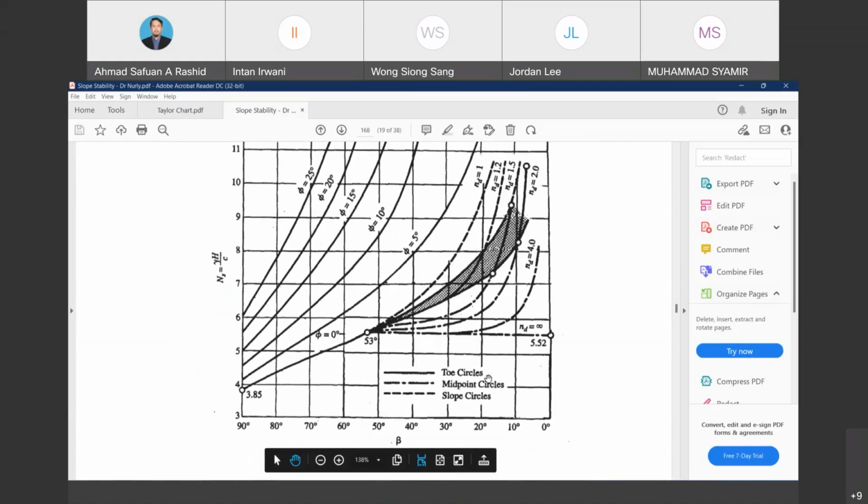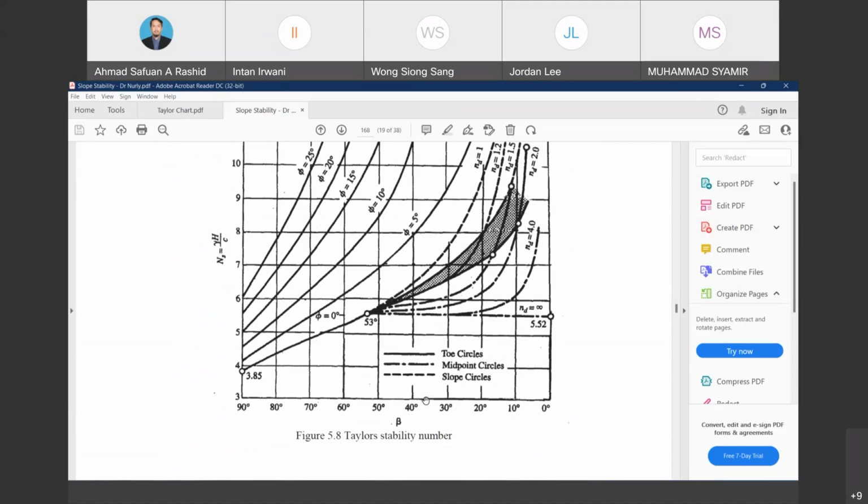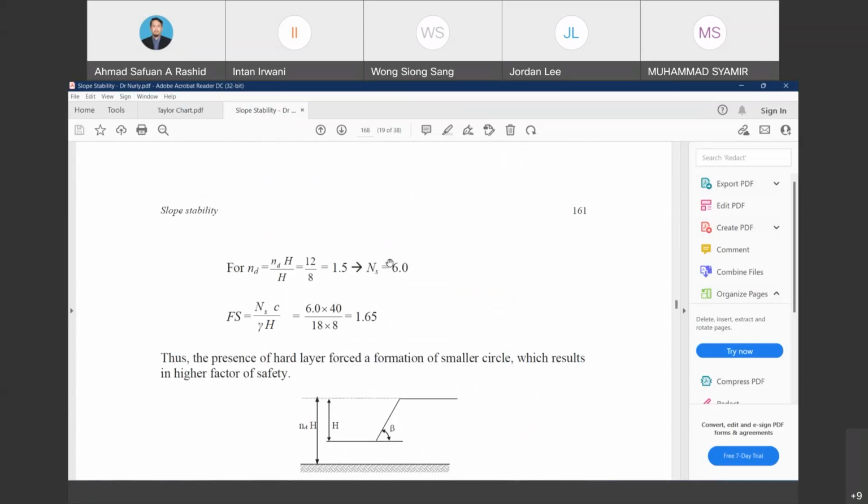So when the value of beta is equal to 35, we draw a straight line until it meets the 1.5 curve here, so it becomes 6. So Ns is equal to 6, then Ns 6 times 4 over 18 times 8 becomes 1.65.